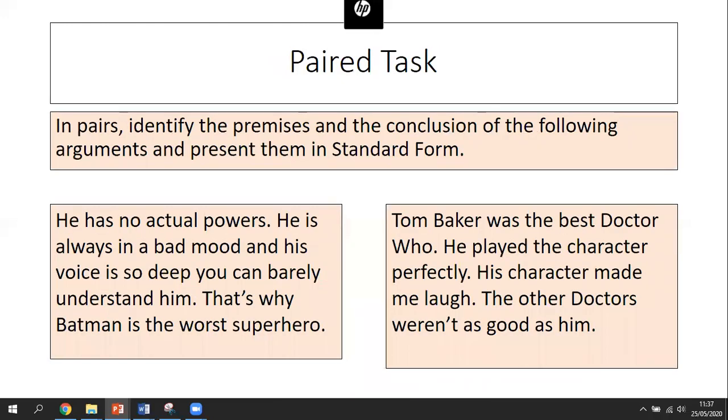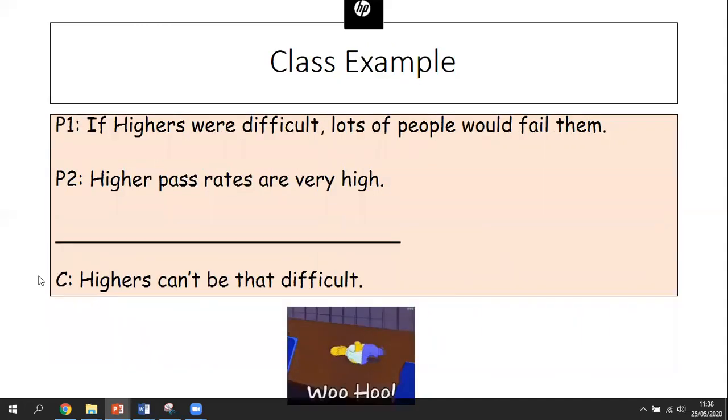Right. Obviously, you're not in pairs just now. So what I want you to do is, I want you to have a look at these two arguments. And what I want you to do is I want you to reword these in standard form. So what I want you to do is, on a Word document, copy and paste these arguments and then show me your working out. So how do you get from this to something that looks like this?